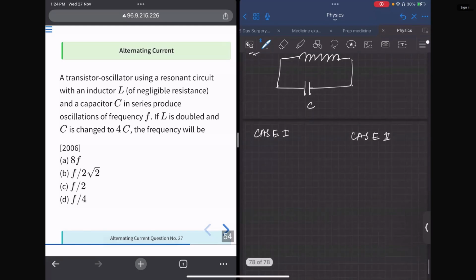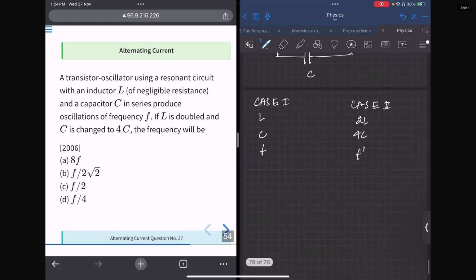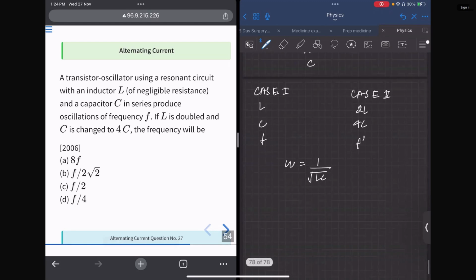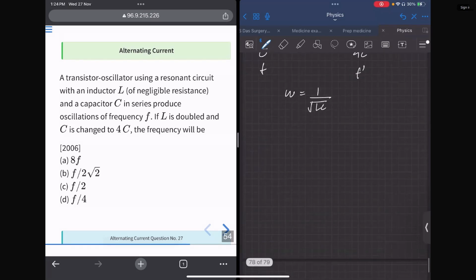Okay, so in case 1, when L and C are in series with each other, they produce a frequency F. Now L is doubled, so in this case we have 2L, and C is changed to 4C. So we have to calculate the value of F dash. Do we know that at resonance, we have omega equal to 1 by root LC, and omega can also be written as 2 pi F. So 2 pi F is 1 by root LC. So frequency is 1 by 2 pi root LC.